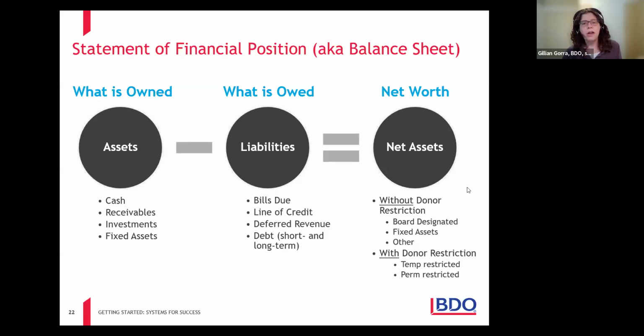Now, the third component on our balance sheet is called net assets. This is really our organizational net worth.